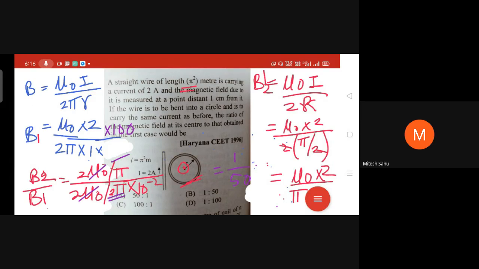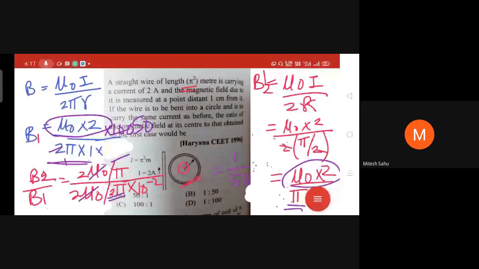And here is 2 pi है. So, 2 से divide हो रही है. Solve it properly and see what value you are getting. Yes, ma'am. Oh, yeah, go ahead. So after solving, the ratio 1:50. So correct answer is option D. So let's move ahead now.